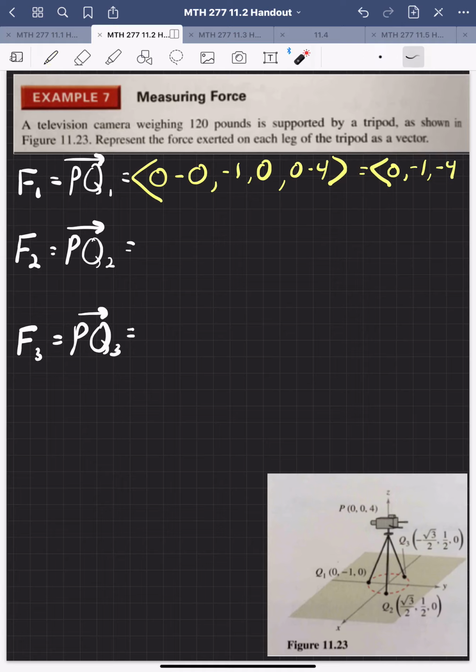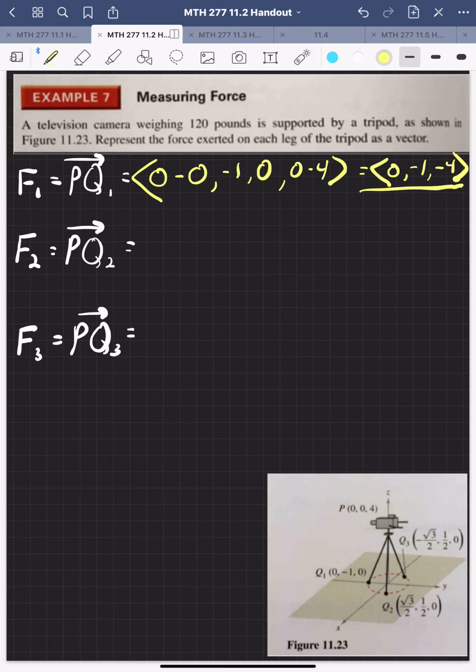Oh, actually, when I first looked at it, I thought that they gave us the vector. No, they actually just give us the point. Now that makes perfect sense. So, okay, it's just 0 minus 0, negative 1 minus 0, and 0 minus 4. Am I going the right way? Yeah. Okay, so here's our first vector.